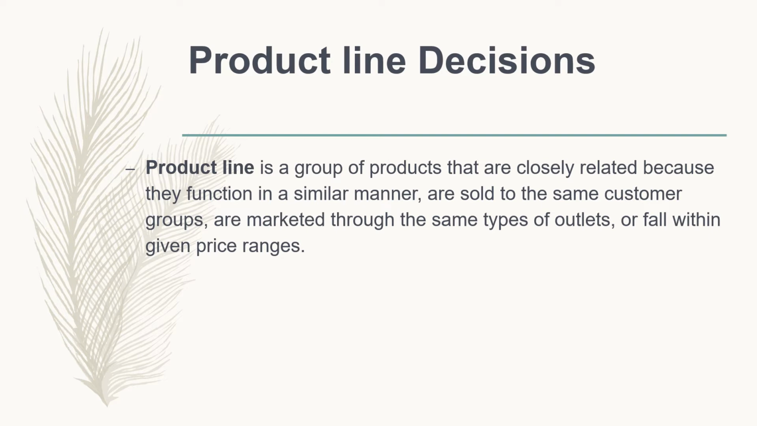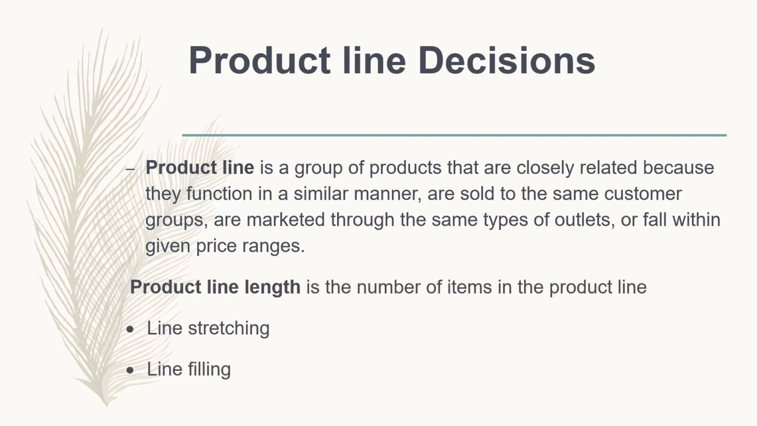Some examples of companies with multiple product lines are Procter and Gamble, or P&G, and the Indian Tobacco Company, the ITC. The product line length is the number of items in the product line, such as line stretching and line filling. Again, the product line length is the total number of items the company carries in its product lines. The product line length shows the number of different products in a product line.